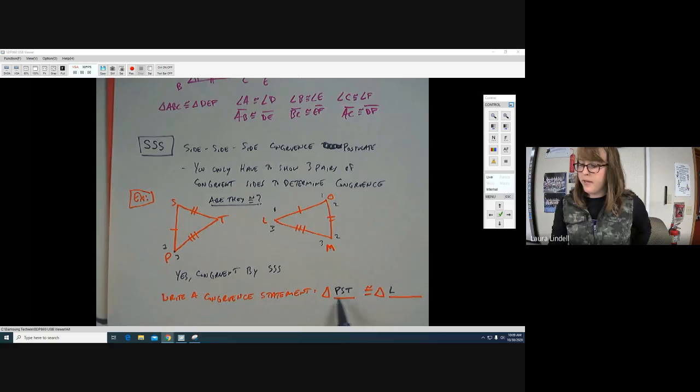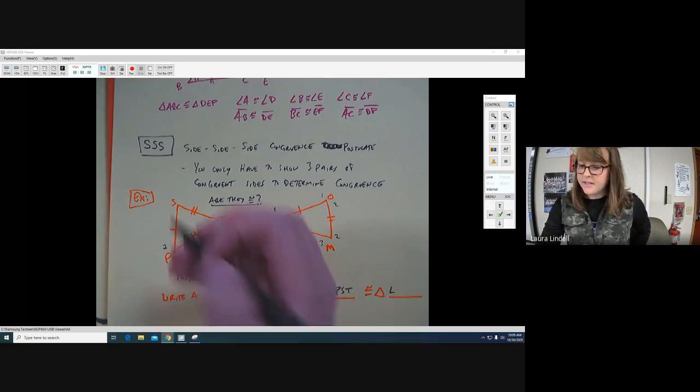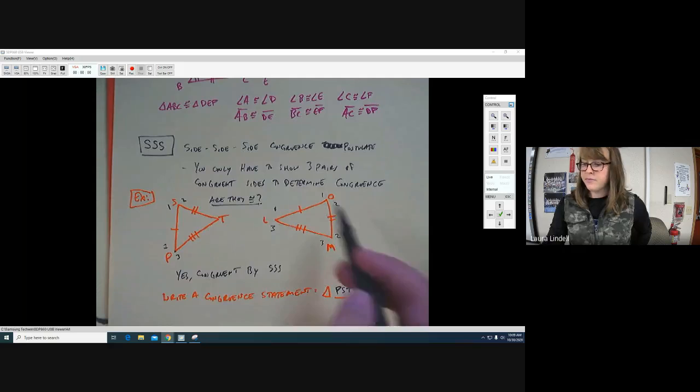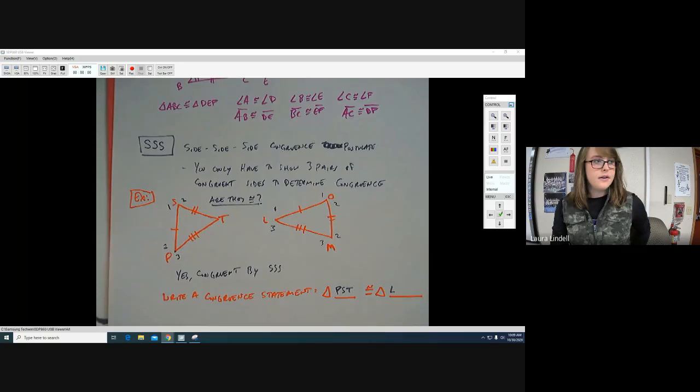Then, since I went from P to S, S is between 1 and 2. Which one over here is between 1 and 2? Oh, exactly, Lauren. And then by process of elimination, M must come last. Okay, so that's how with SSS we would write a congruence statement. Okay, so that's one type of problem that you guys will see today.